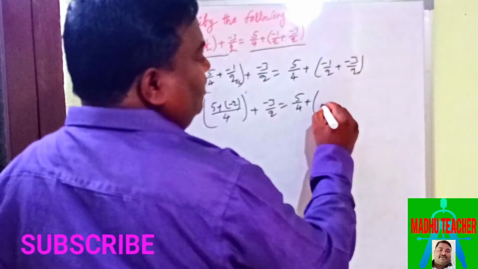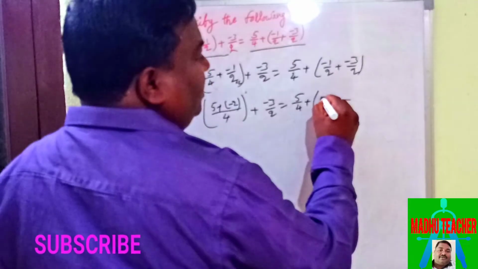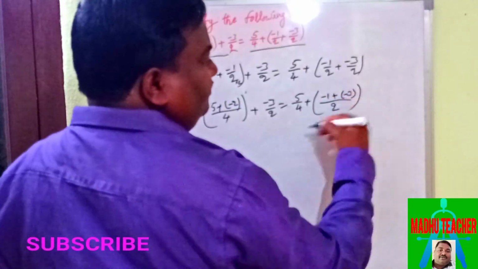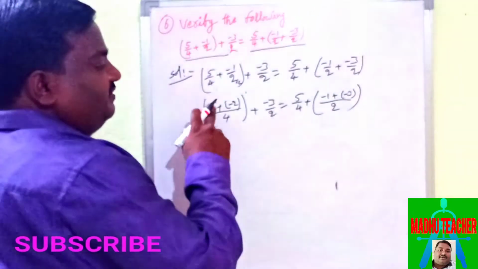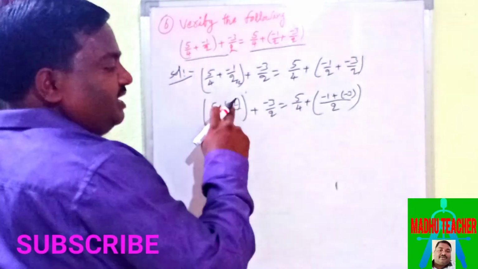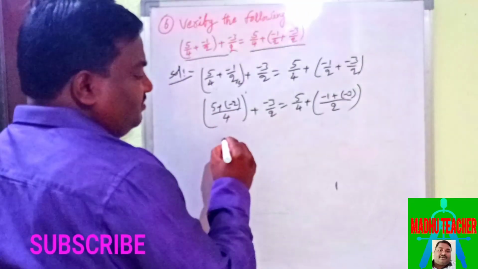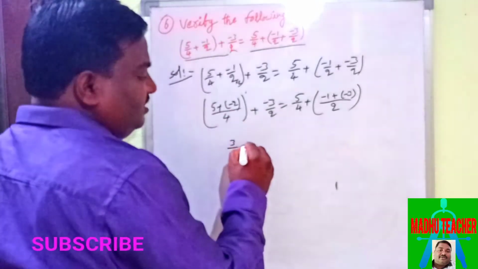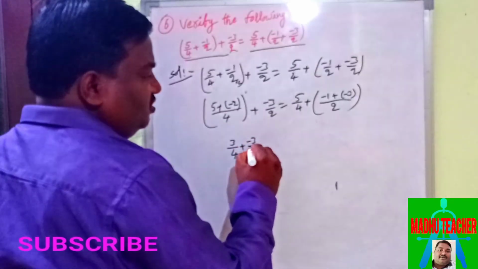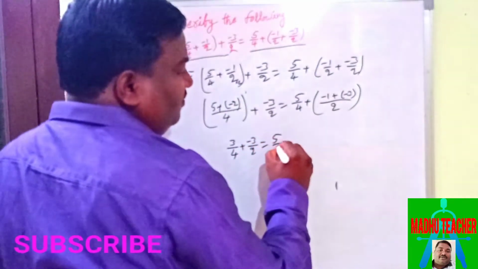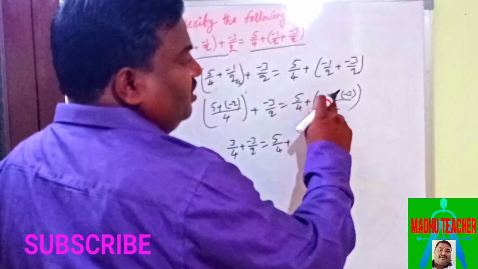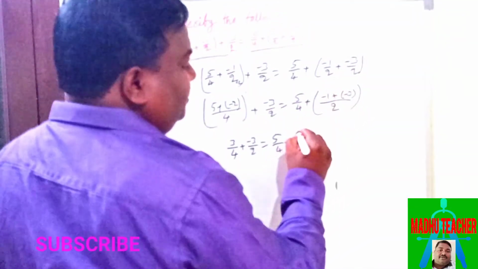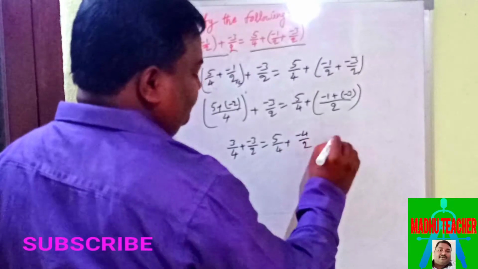2 and 2. So LCM is 2 itself. We can add directly minus 1 plus minus 3. So we have different signs, plus and minus. We have to subtract. 5 minus 2 is 3 by 4. No need to write bracket. Plus minus 3 by 2 equal to 5 by 4 plus, we have same signs. You have to add minus 1 minus 3 is minus 4 by 2.